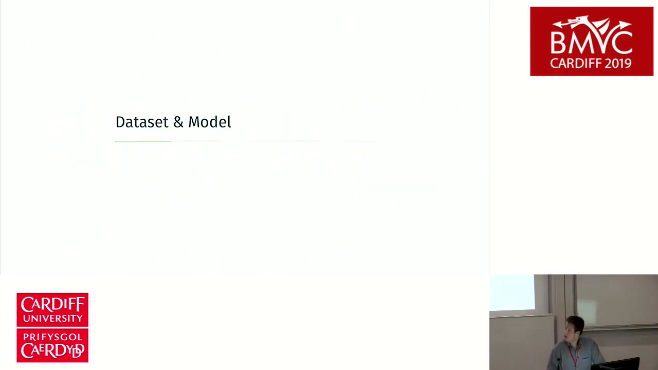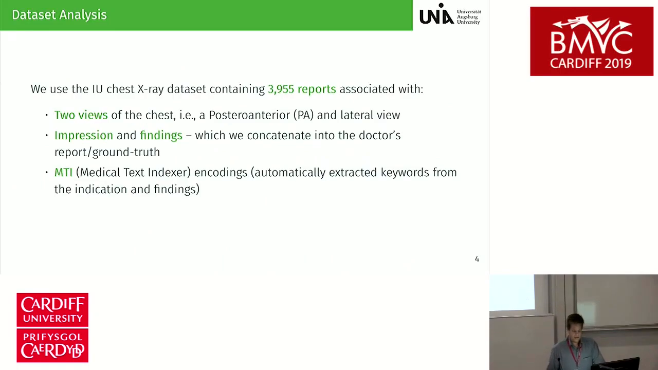Okay, I'm going to go shortly over the data set and explain our proposed model. So, like I said, it's the Indiana University chest X-ray data set. It contains only 4,000 reports because we mostly have two views of the chest, so the reports are the same for those two views. There are impression and findings, and those two textual reports we are concatenating and using as a ground truth. And there are also some additional annotations like those medical text indexer encodings, which are basically some keywords that were extracted automatically by the creators of the dataset.